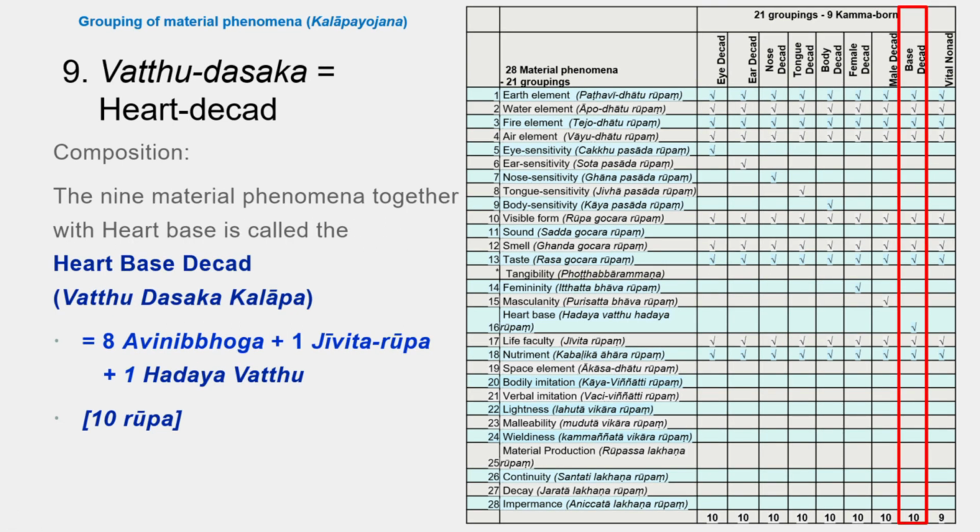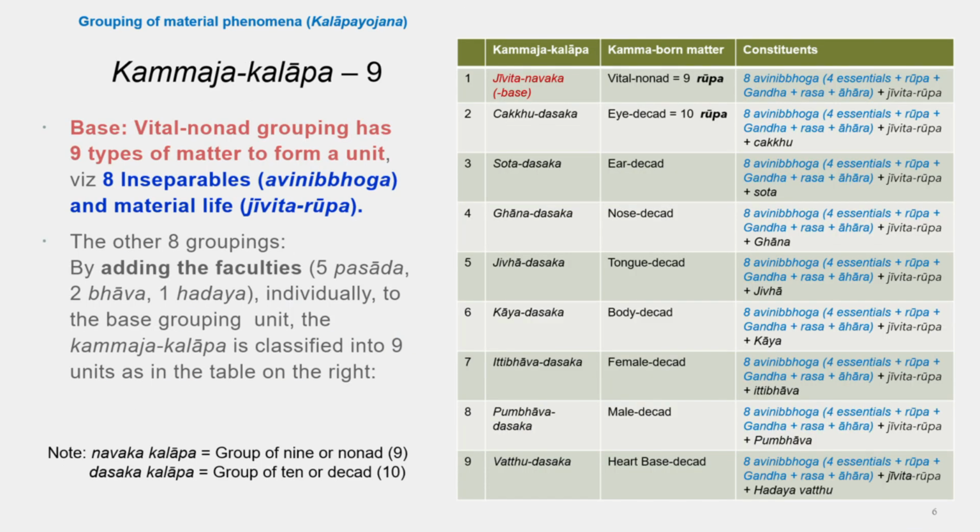Next one, the 9 Vatthu Dasaka, the heart deka. So the 9 material phenomena together with the heart base is called the heart base deka, Vatthu Dasaka Kalapa. So this totals 9. Remember? So you must remember all these 9.